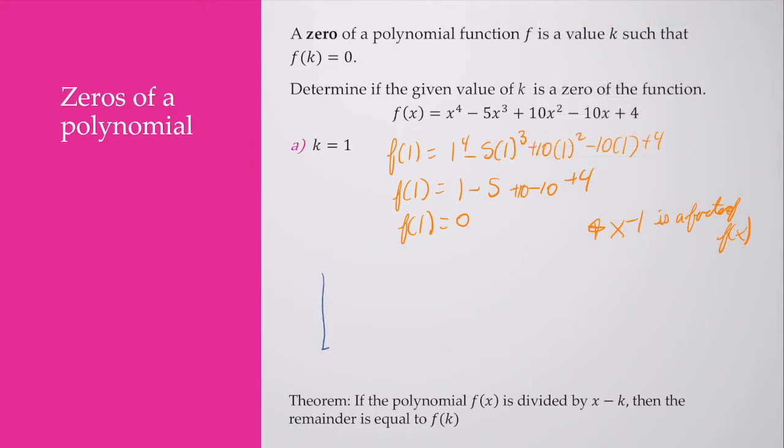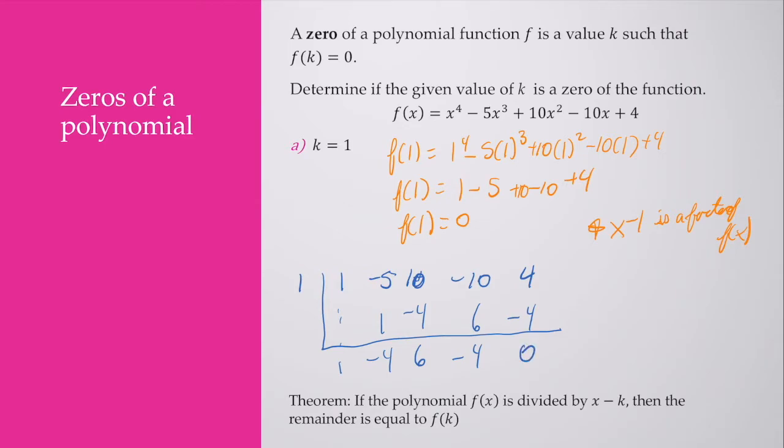I have k of 1 as a zero. I've got 1x to the fourth minus 5x cubed plus 10x squared minus 10x plus 4. I pull down that first term. 1 times 1 is 1. Negative 5 and 1 is negative 4. 1 times negative 4 is negative 4. 10 and negative 4 is 6. 1 times 6 is 6. Negative 4 and 6 is 2. 1 times 2 is 2. Negative 4 and 4 is 0, right?